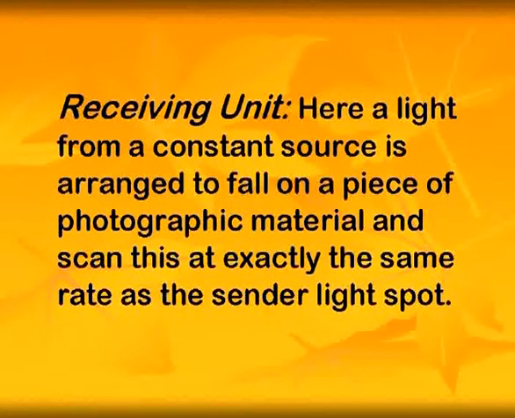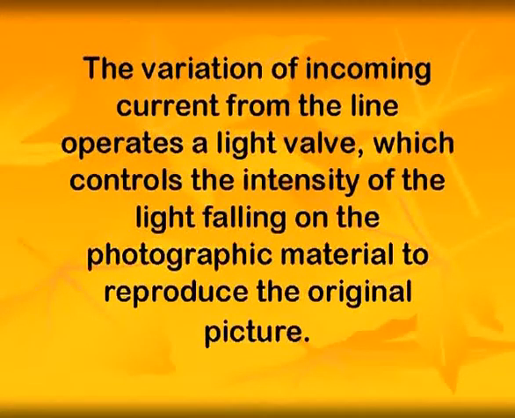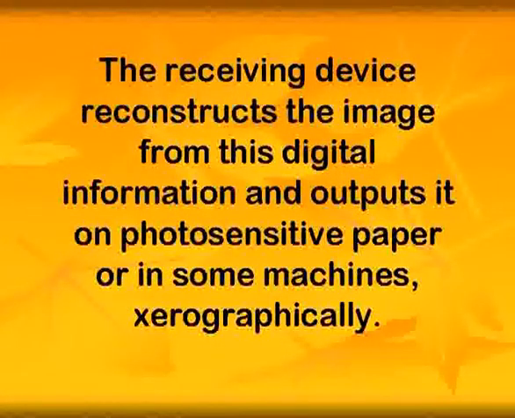Receiving unit. Here a light from a constant source is arranged to fall on a piece of photographic material and scan this at exactly the same rate as the sender's light spot. The variations of incoming current from the line operate a light valve which controls the intensity of the light falling on the photographic material to reproduce the original picture. The receiving device reconstructs the image from this digital information and outputs it on photosensitive paper, or in some machines, xerographically.